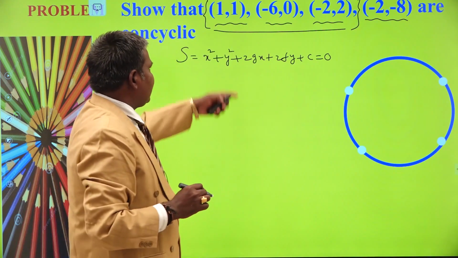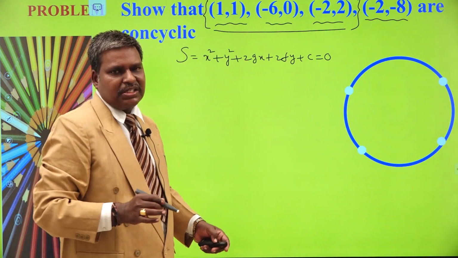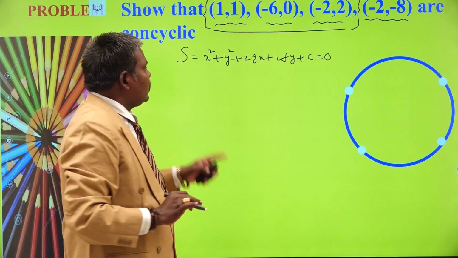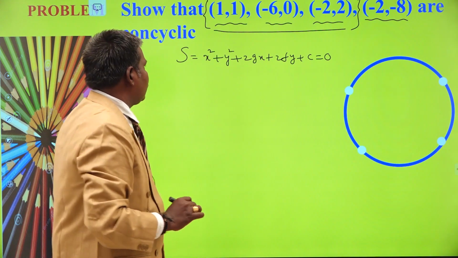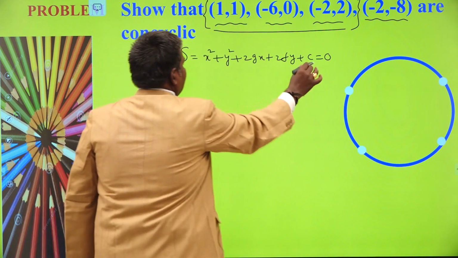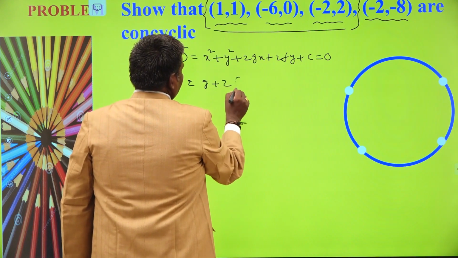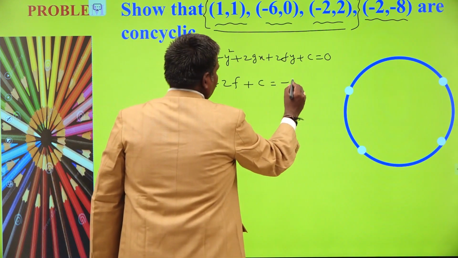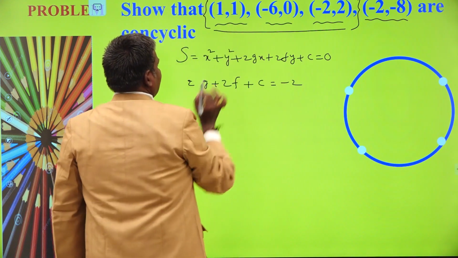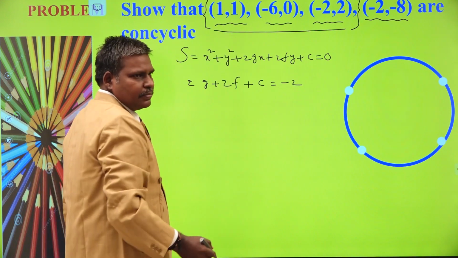Now, what is the method? Substitute the 3 points in this equation. Solve the 3 equations. We get f, g, c values. Substitute f, g, c values here itself. We get S equal to 0. By substituting 1, 1 here, what happened? 2g plus 2f plus c is equal to minus 2. So just double the coordinates. Write g here, write f here. Squaring and adding, put minus sign.